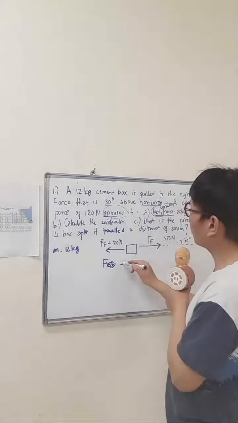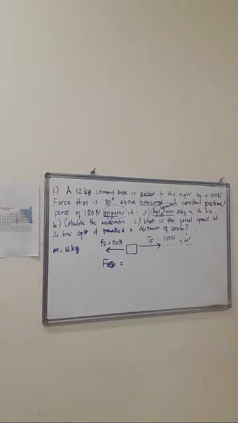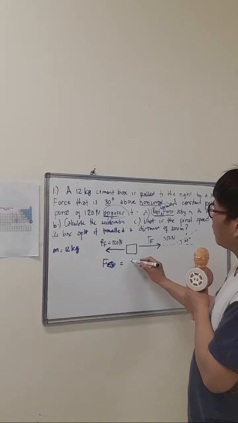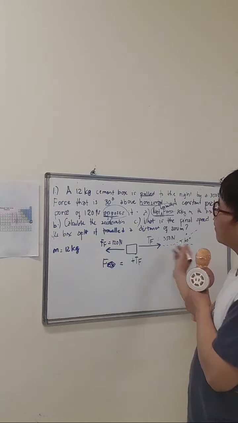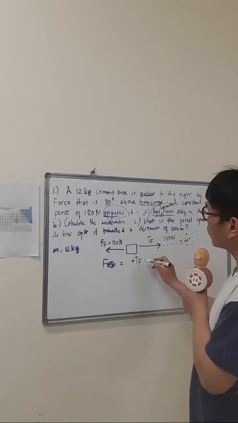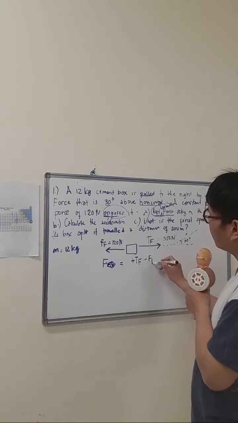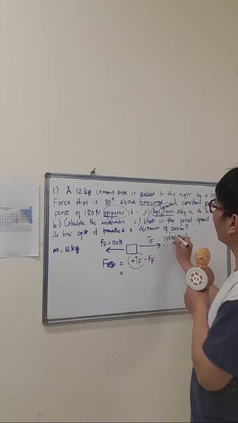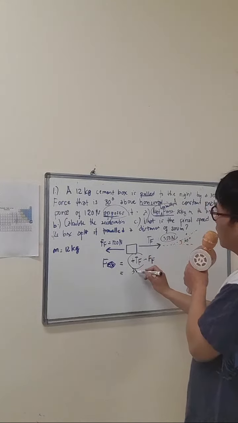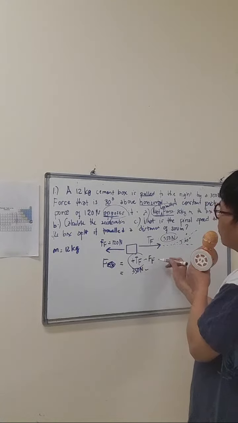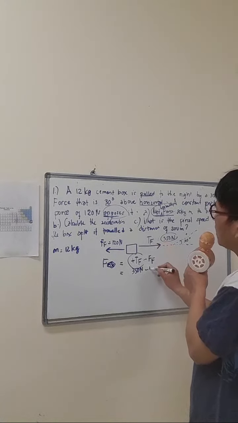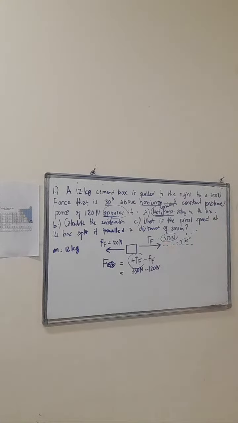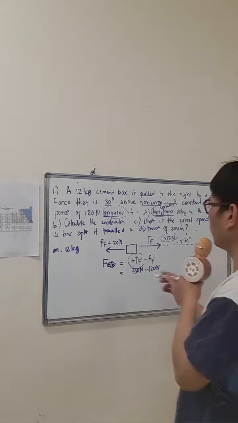Then free body diagram na ta. So what goes here? We have the positive tension force, so positive TF. And then the other one, minus the frictional force. Now substitute values. TF is 350 Newton minus the frictional force 120. Why minus? Because it is negative. Get the point? Then this will be your net horizontal force.